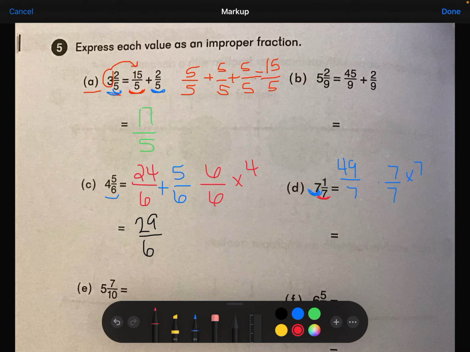Next step, we add on our additional fractional piece. And the last step here is to add them both together. 49/7 plus 1/7 is 50/7.